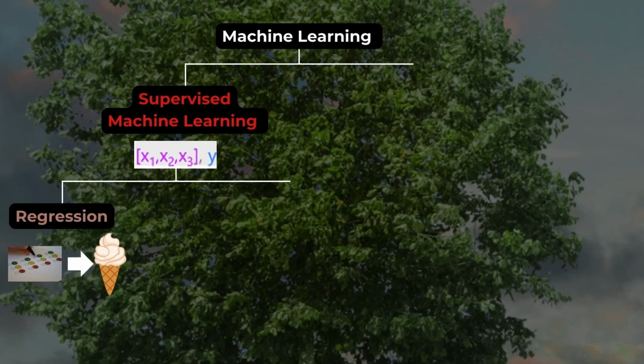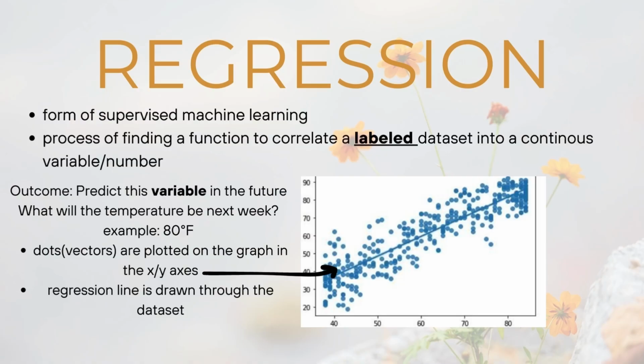Next up, connected to supervised machine learning, we have regression. So, regression is a form of supervised machine learning. It is the process of finding a function to correlate a labeled dataset into a continuous variable or number. Let's predict the temperature variable in the future. What will the temperature be next week? An example we have is 80 degrees Fahrenheit. Dots, also known as vectors, are plotted on the graph in the x and y axes. The regression line is drawn through the dataset, as you can see in the picture.